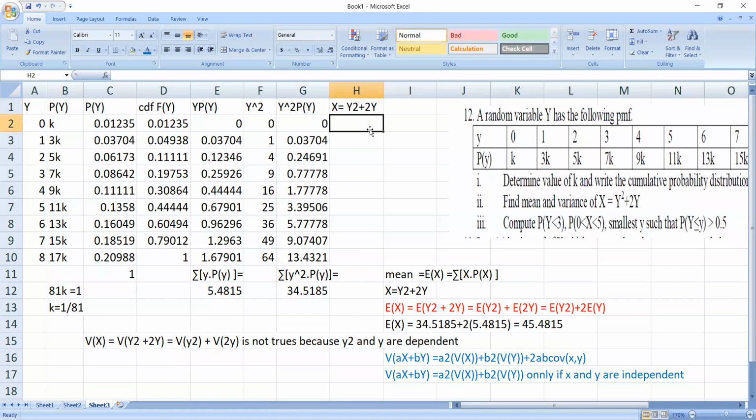So first value Y is 0. So when Y is 0, X is 0 square plus 2 into 0, which is 0. Next, in place of Y put 1: 1 square plus 2Y, which becomes 3. Then we have 2 square plus 4, which becomes 8. So similarly, we'll have this as Y square plus 2 times of Y.